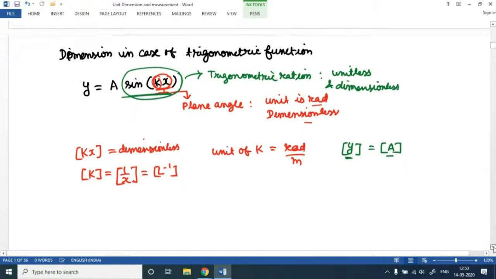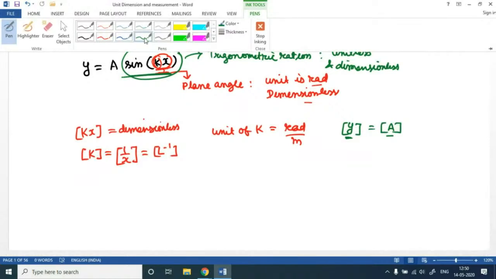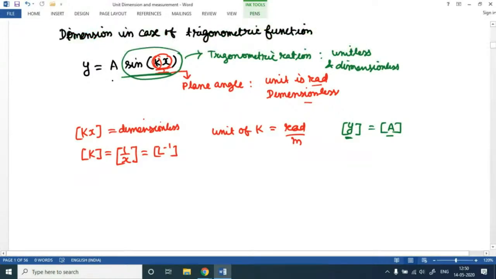And also, if you represent it in inverse trigonometric form, let's say for example, as kx is equal to sine inverse y by a, you should realize the same thing which you realized earlier. So kx would be a plane angle, so its unit would be radian, and it would be dimensionless also. And this quantity here is a ratio, and this quantity would be simply a plane angle. So that is one thing you need to notice.